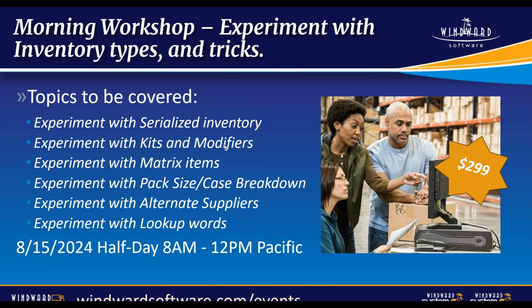Same with kits and modifiers, which are really diverse, the number of ways you can use those. Matrix items, which are usually used in clothing, sizes and colors, but lots of product types have sizes and colors. And what are the different ways I can use matrices to group products together, pack sizes and cases and quantity discounts? Those can be used in creative ways together. Same with alternate suppliers and things like lookup words. So we'll go through a whole bunch of different scenarios and what we'll try and focus on in the workshop is what's a trick, an experiment I can try with a few products, and how might that help me in my business?